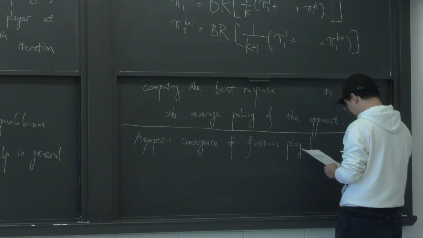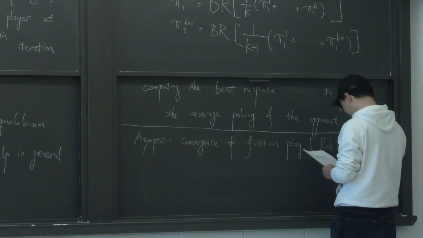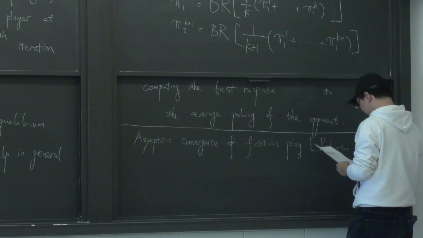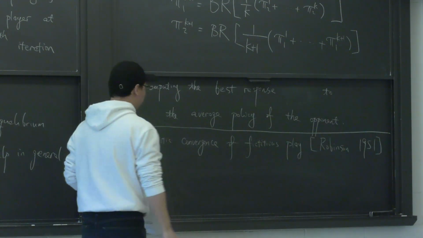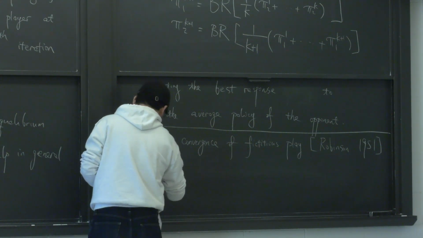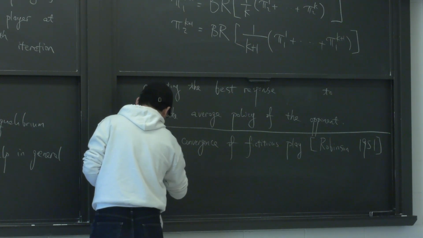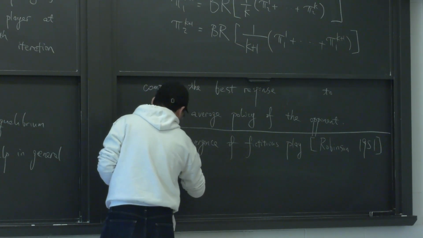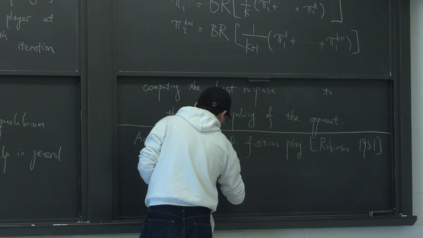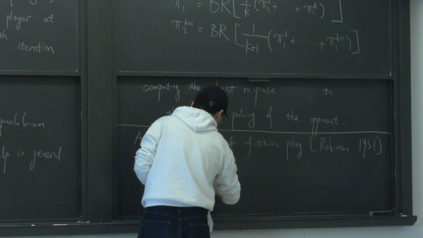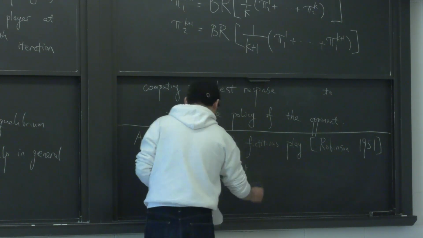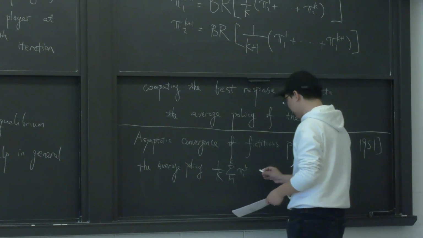This is by Robinson, 1951. Basically, it says the policy of fictitious play converges to Nash equilibrium.